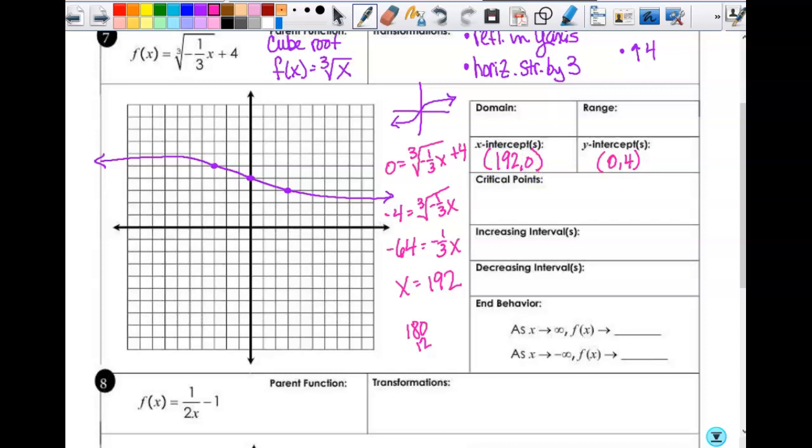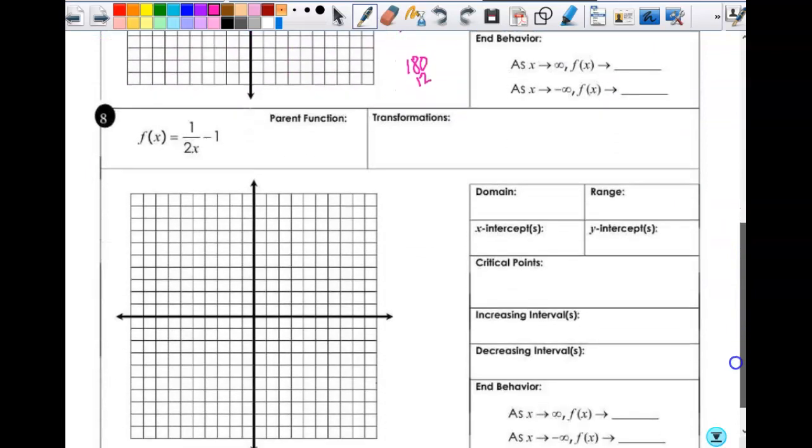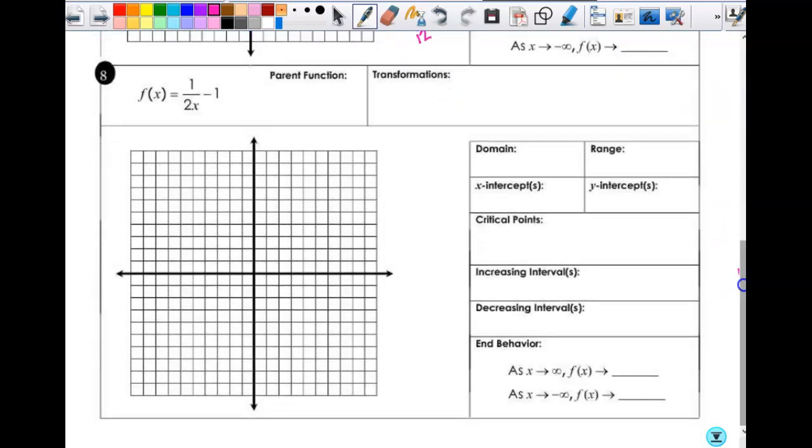Any questions about any of the other blanks here? You don't have to go back and fill them in. I just feel like we could graph the next one and be done. Okay, so let's look at this one. What do we call this one? Reciprocal.